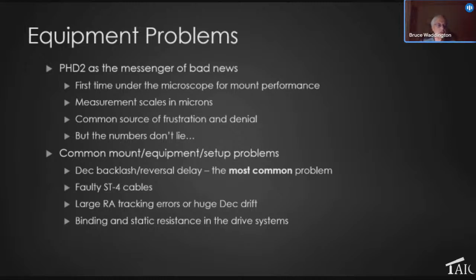Beyond that, the kinds of things you see are large tracking errors in right ascension, or a huge amount of drift in dec. And that's typically because you haven't done an adequate job of polar alignment. And then on down the road, and somewhat more seriously, binding or static resistance in the drive systems. This often happens when people go into do-it-yourself mode and they open up the drive system and they remesh things. It's kind of a natural inclination to mesh things too tightly. And that leads to all kinds of problems that, again, often become apparent when you're doing a calibration.